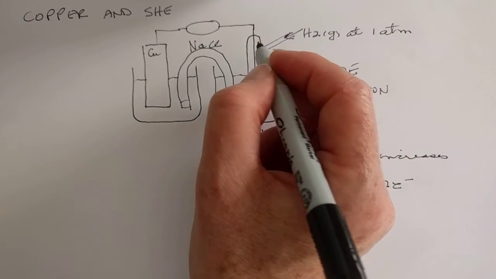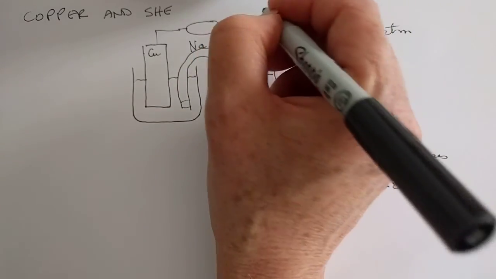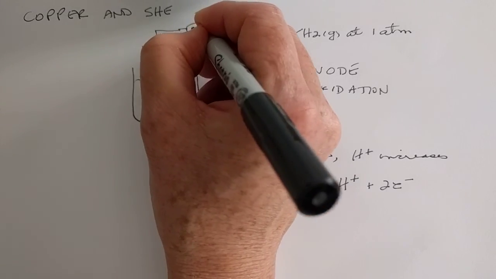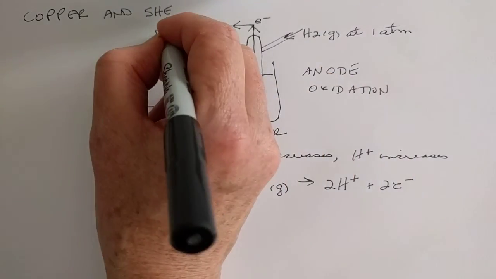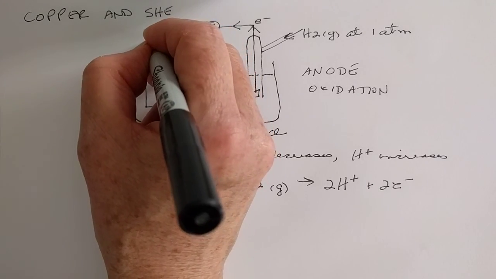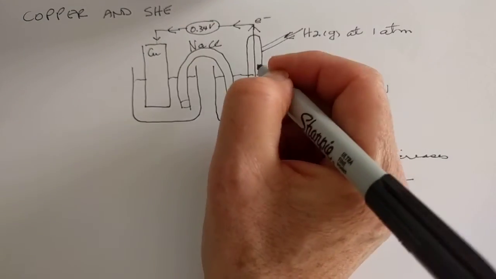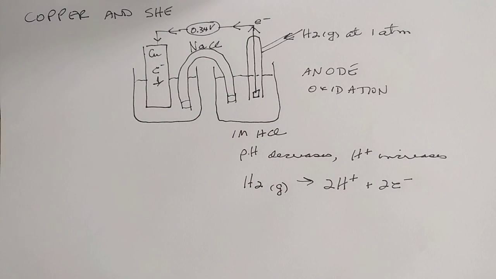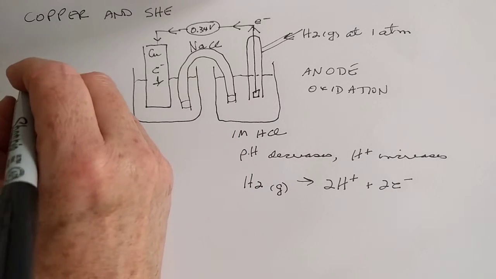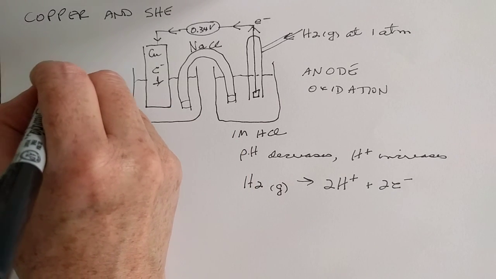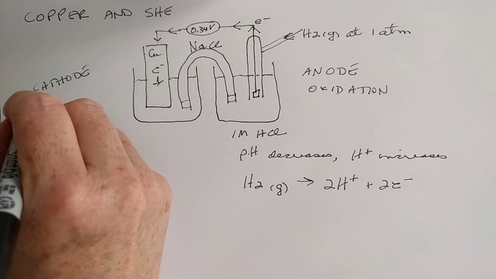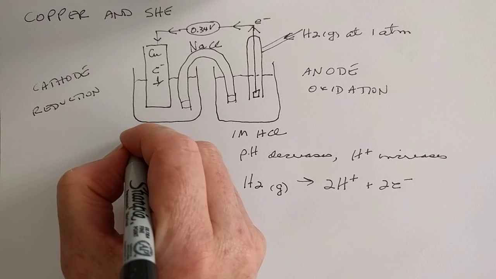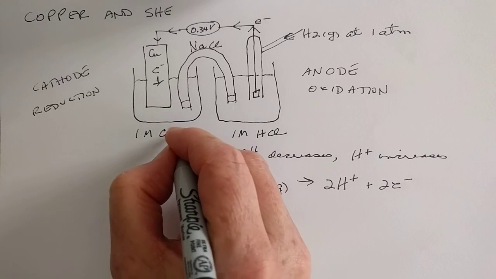So that means our electrons are coming from the SHE, going through our voltmeter, and our voltmeter reads 0.34 volts at the initial part of when the battery, the electrocell, starts running. So our electrons are leaving the SHE and coming into the copper electrode. So our copper electrode now is the cathode, where we have reduction. And in here we would have to have some 1 molar copper nitrate or something.